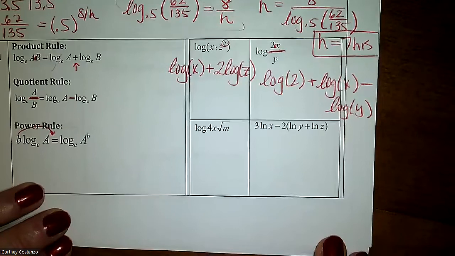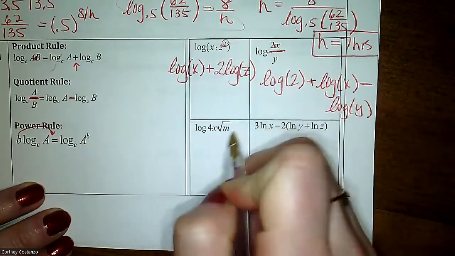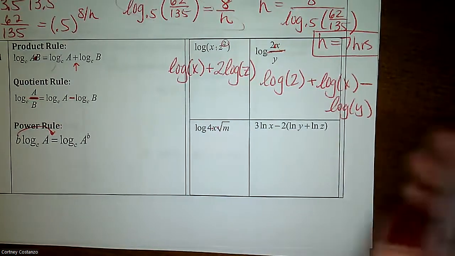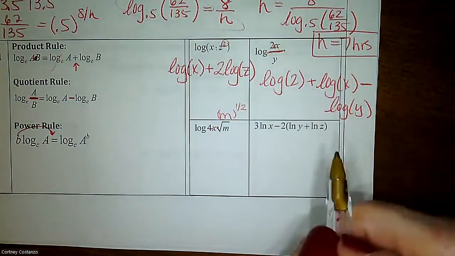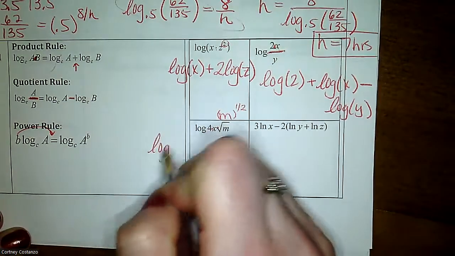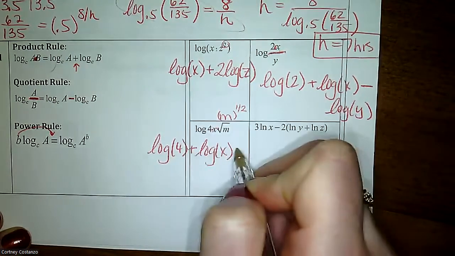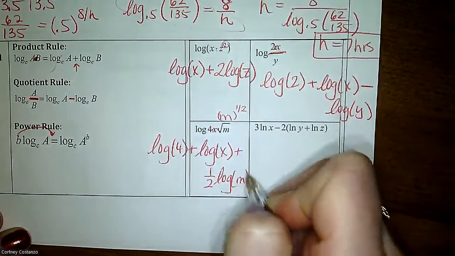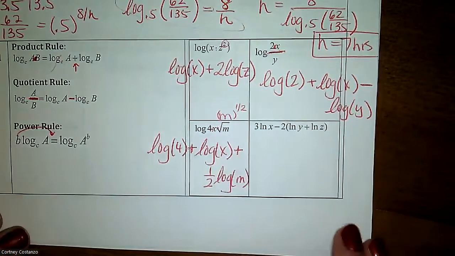All right, we got lots of stuff going on here. 4 times x times the square root of m. So let's think about that. How could I write the square root of m as an exponent? Well, hopefully all of you are thinking of it like this. A square root is the same thing as having an exponent of a 1/2. So we have log of 4 plus log of x plus, and then 1/2 log of m. So all of those are being multiplied, which is now when I separate them, they all become plus signs.